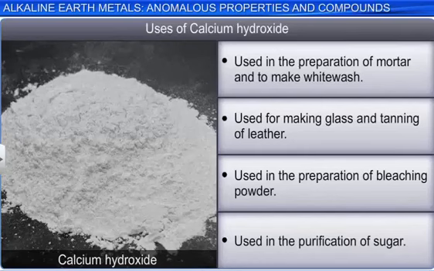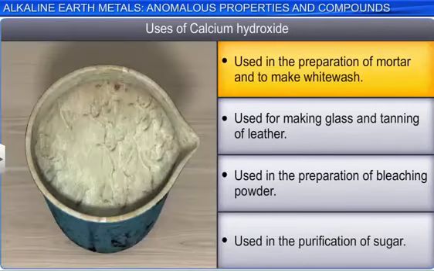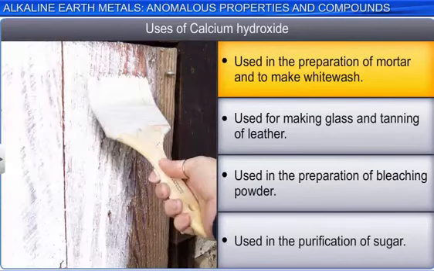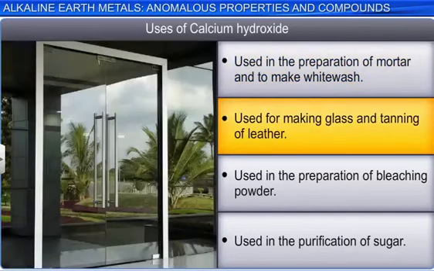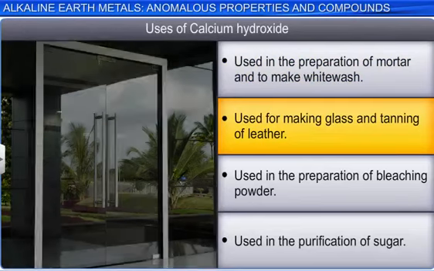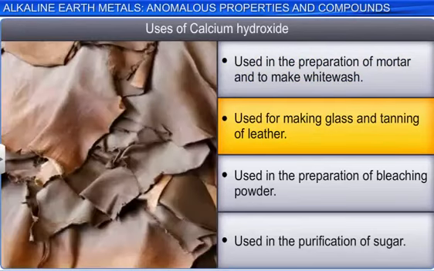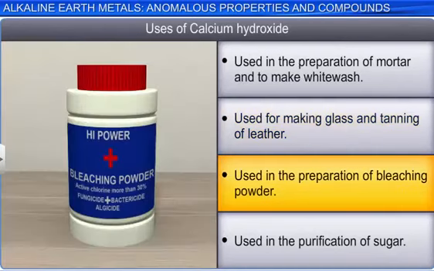Calcium hydroxide is an important industrial chemical. It is used in the preparation of mortar and to make whitewash. It is necessary for making glass as well as for the tanning of leather. As was just discussed, it is used in the preparation of bleaching powder. It is also used in the purification of sugar.